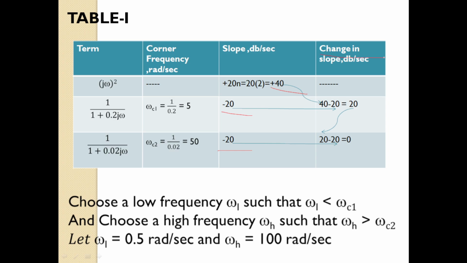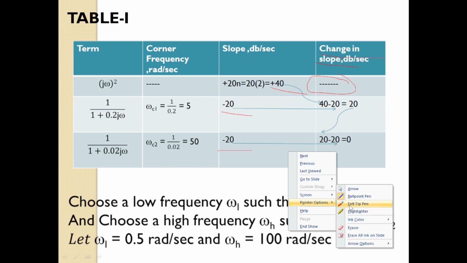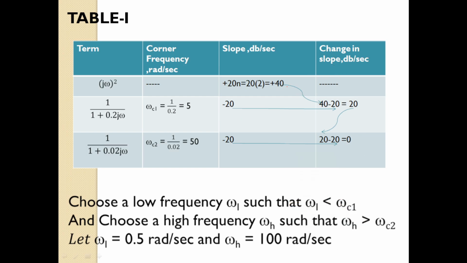Now the fourth column is change in slope. For the first term, there will not be any change in slope. So write down the slope of the first term in the column of change in slope of the second term. So whatever 40 you have got as the slope value, write it down in the second row, and add it with the slope value of the second term.